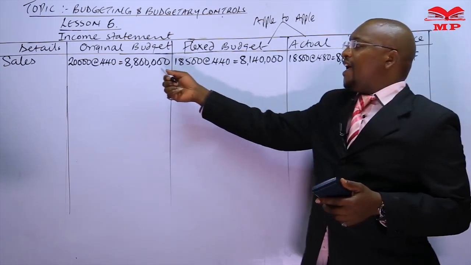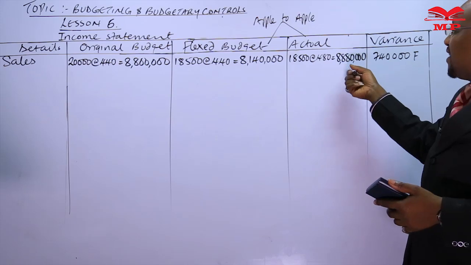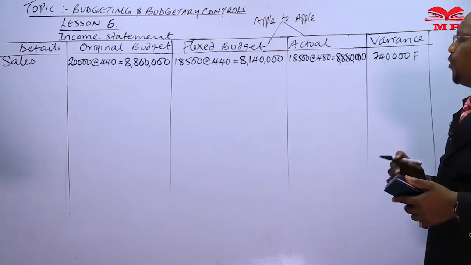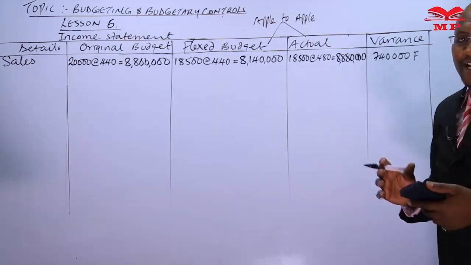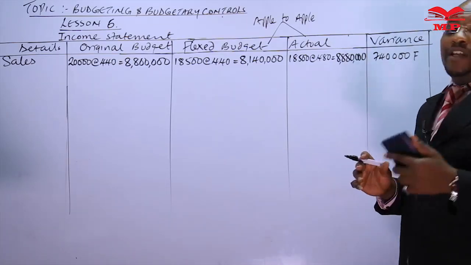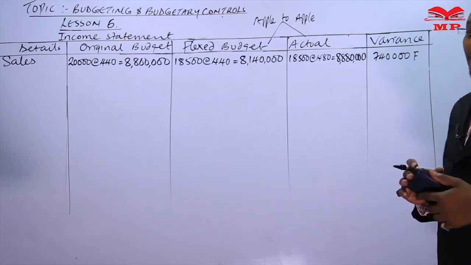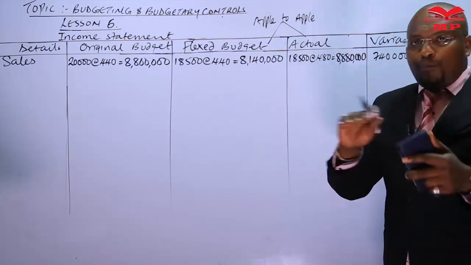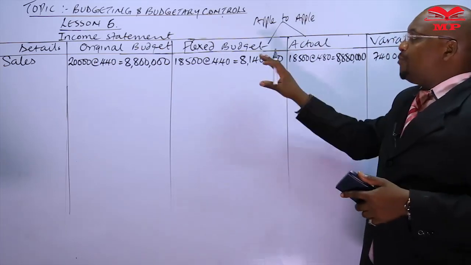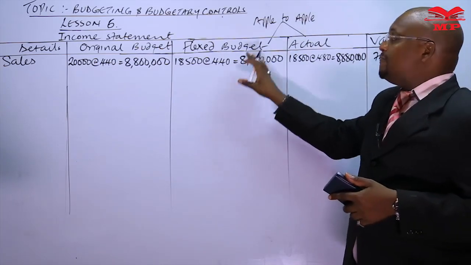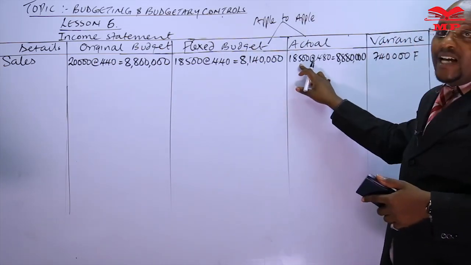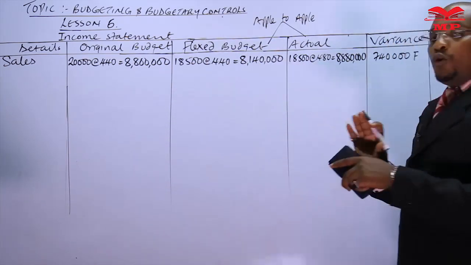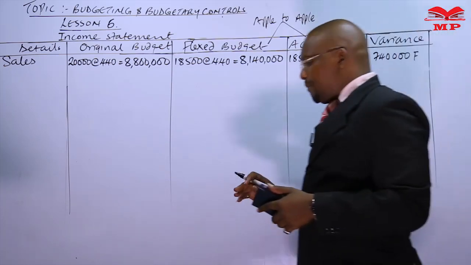When you compare the 8.8 million original budget and the actual 8.88, we have only an 80,000 difference. That is on the lower side and actually a poor comparison. We don't compare the original budget and the actual if the levels of production are different. We have to prepare the flexible budget. But if, for example, we produced the same 20,000, we don't require the flexible budget. We would have the original and the actual compared. Anyway, that's all about sales.